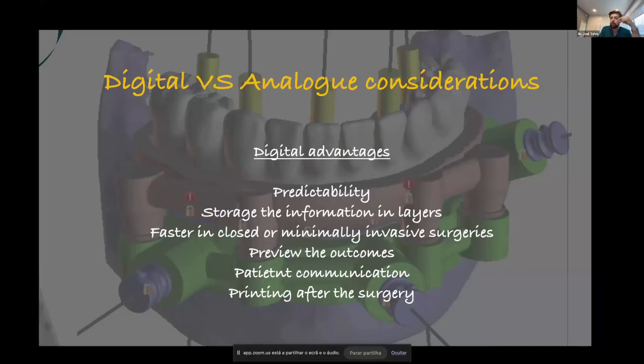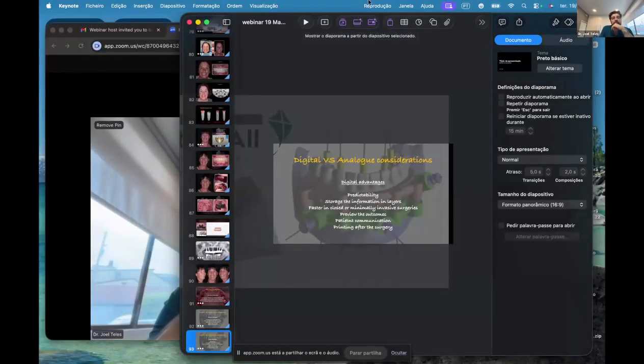And you don't print just one, you print 2 or 3 sets. And if something happens, you have those sets ready for your patient, exactly one looking like the other.